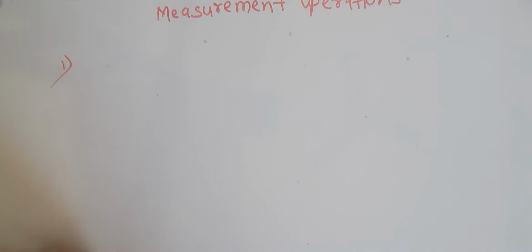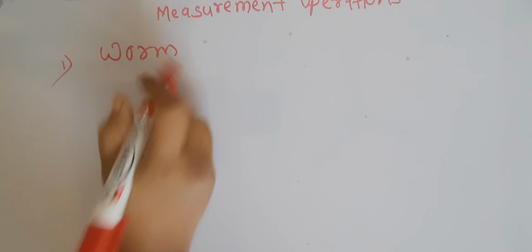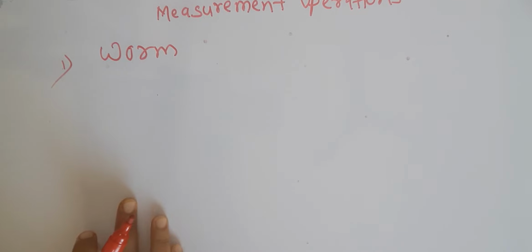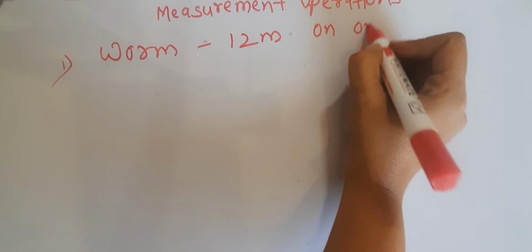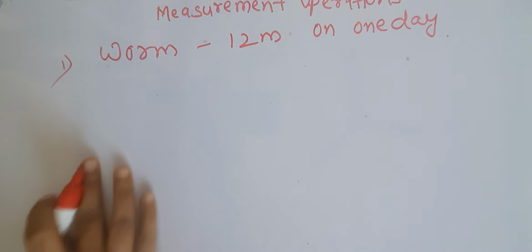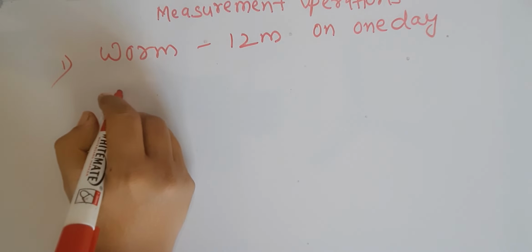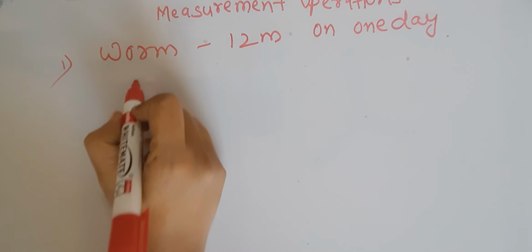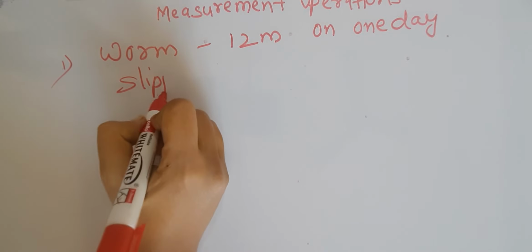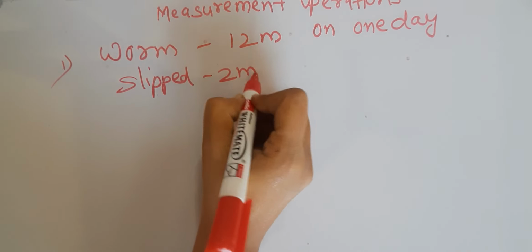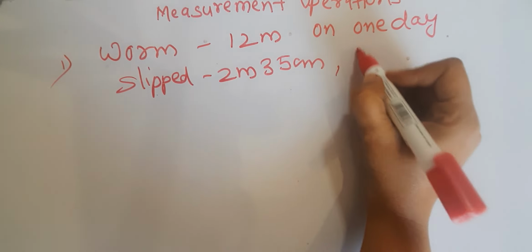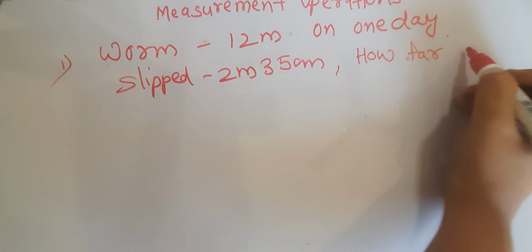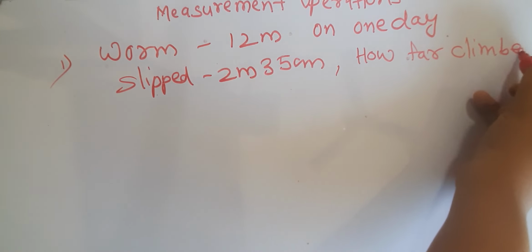Let's start with the first problem. Suppose it's given that a worm is climbing up a hill, and on one day it went 12 meter, but slipped back 2 meter 35 centimeter. Then how far has the worm climbed?